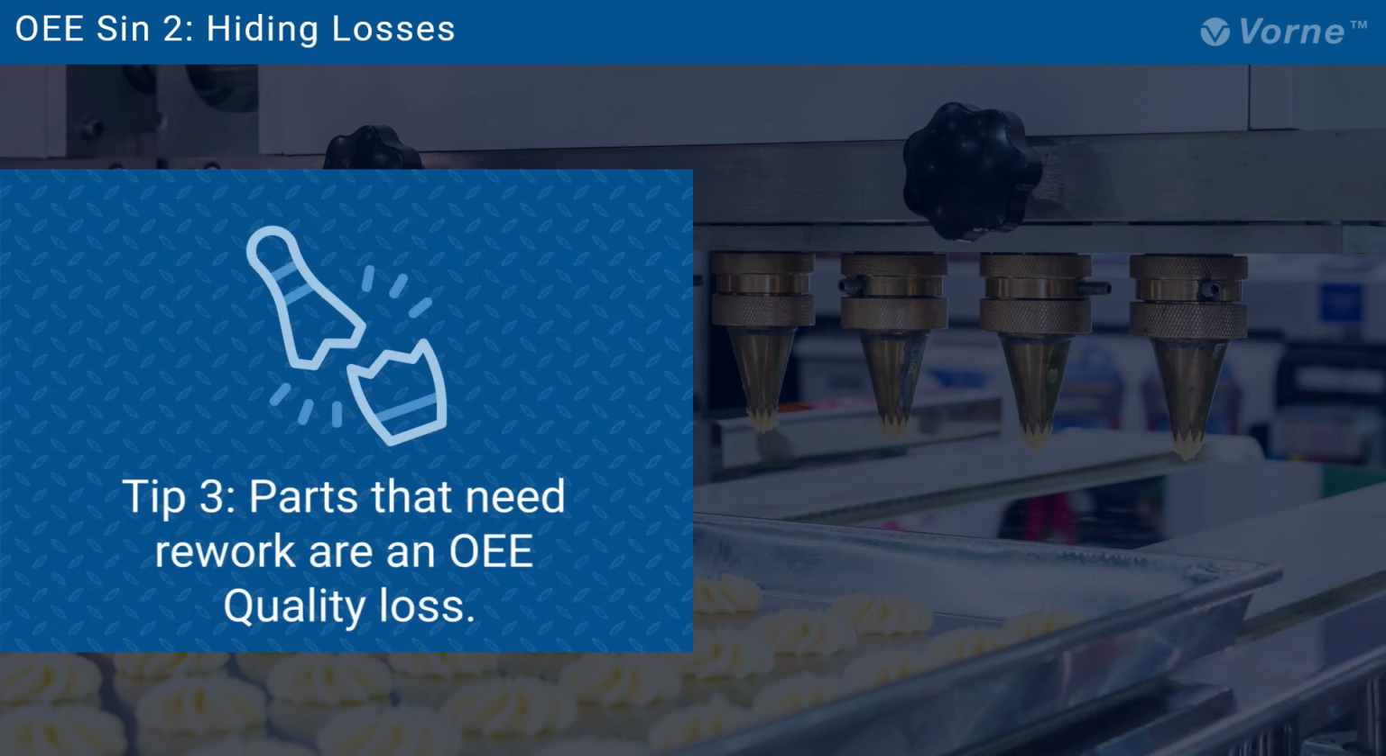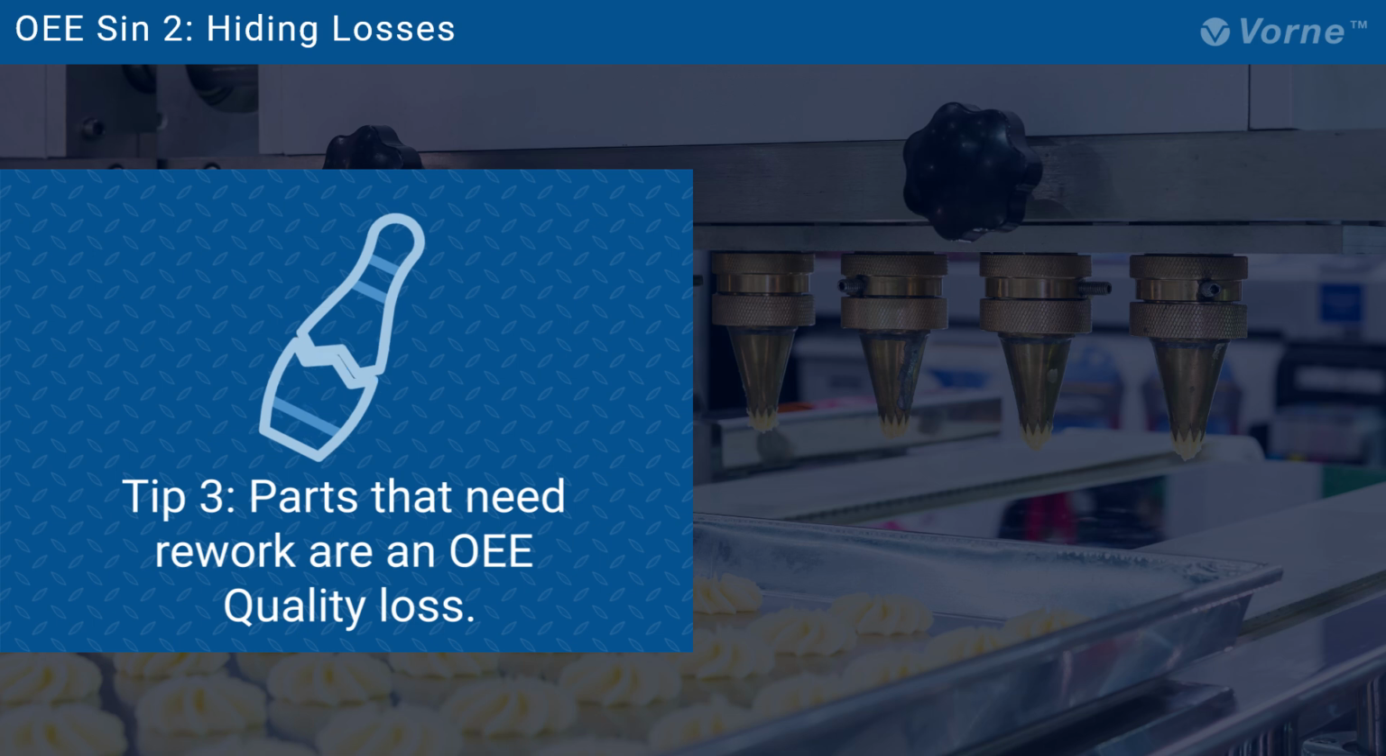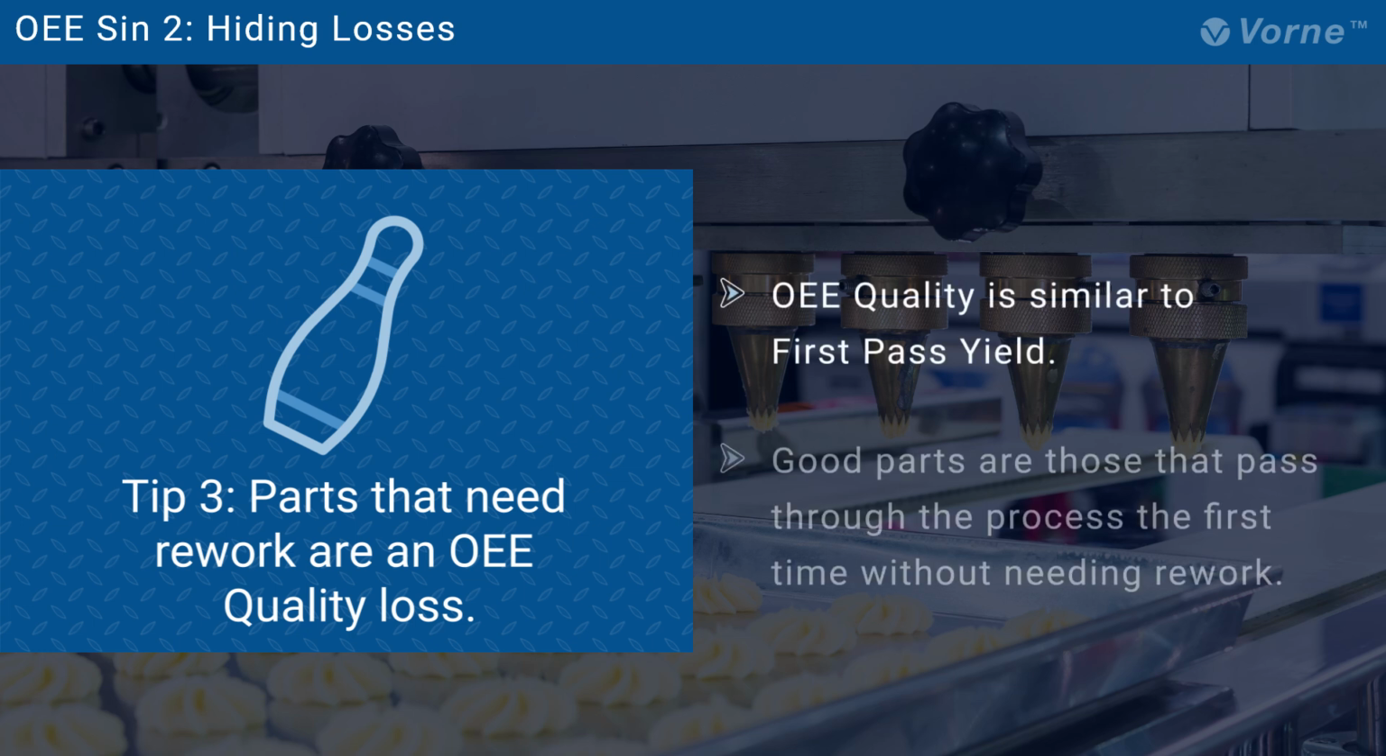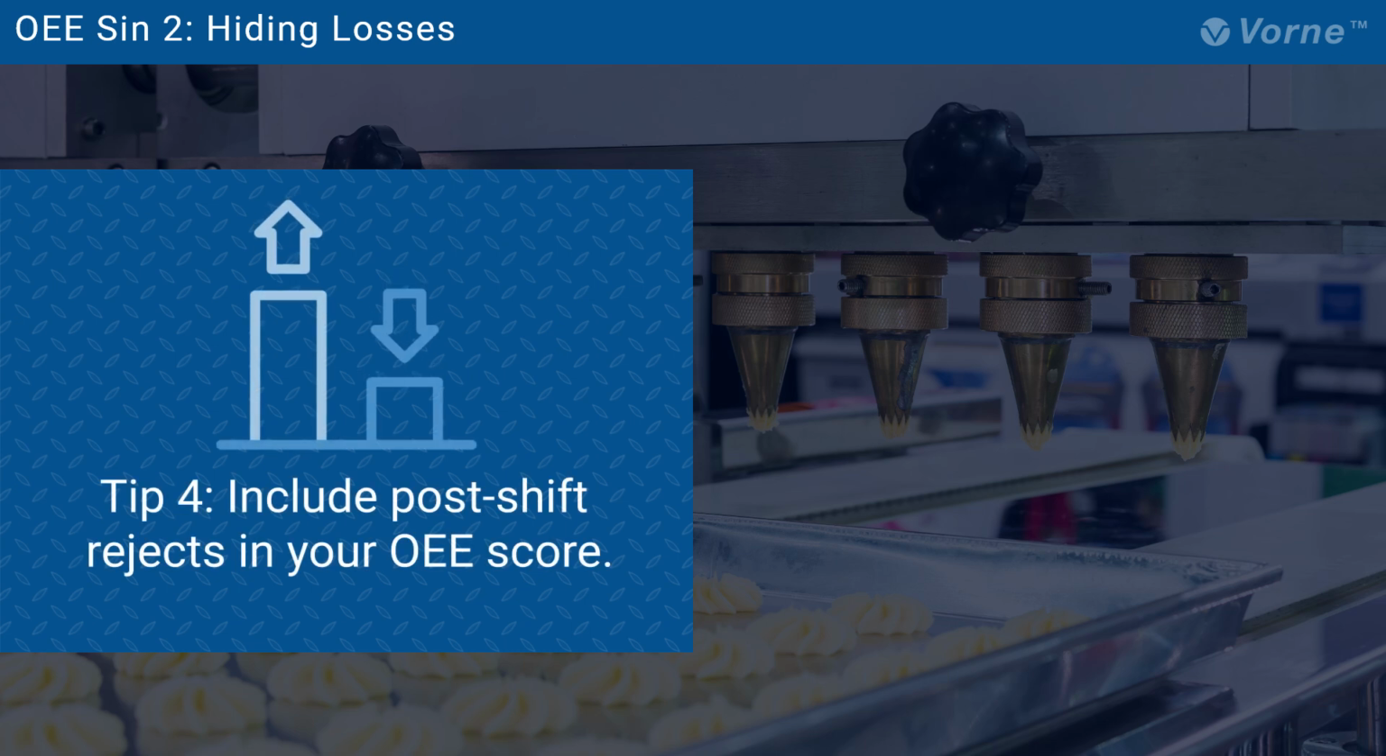Tip number 3. Include parts that will be reworked as a loss to OEE quality. It's a well-accepted best practice in OEE that parts needing rework should be counted as rejects the first time they run through the manufacturing process. In fact, this makes OEE quality very similar to first pass yield, which defines good parts as those that pass through the manufacturing process the first time without needing rework. Tip number 4. If your manufacturing process includes post-shift inspection, include any additional rejects in your OEE score.